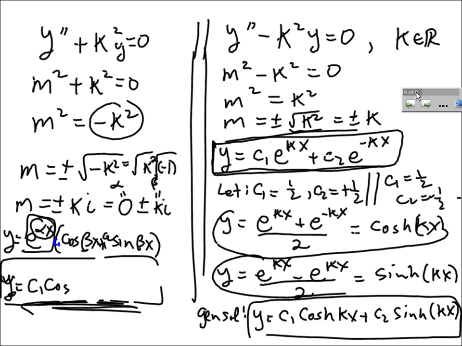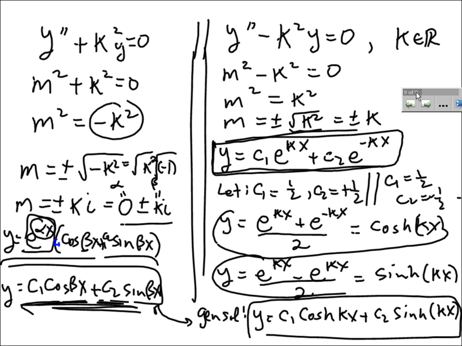C2. So we have c1 cosine of bx plus c2 sine of bx. And that's what y equals. Take a linear combination of them. Now, these two look very similar, except this one has the hyperbolic. That is, if I erase h, they're exactly the same answer.